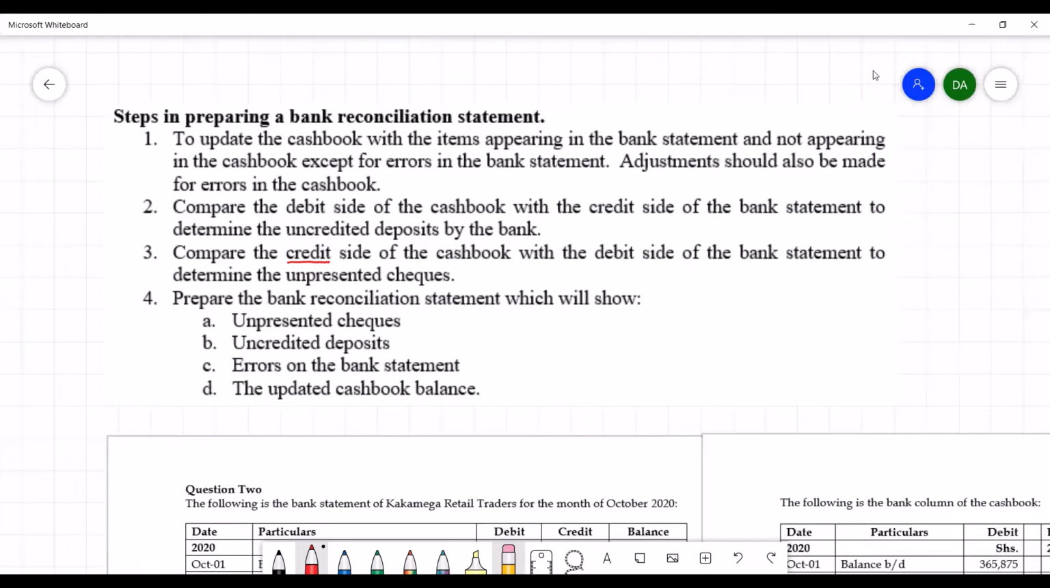Right, so let us start with the second step and the third step. That is because we first need to identify the items which are appearing in the bank statement, but not in the cash book. So for us to really do that, we're going to compare the debit side of the cash book with the credit side of the bank statement, then the credit side of the cash book with the debit side of the bank statement, as follows.